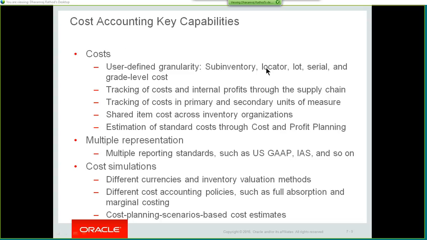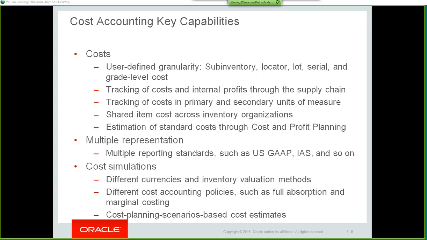From the key capabilities standpoint, you can define the cost at a granular level. It could be at the sub-inventory level, locator level, lot level, or serial level, grade level. Our idea was wherever you can track the quantity, we should be able to calculate the cost and store. So you have flexibility to manage the cost at a granular level.